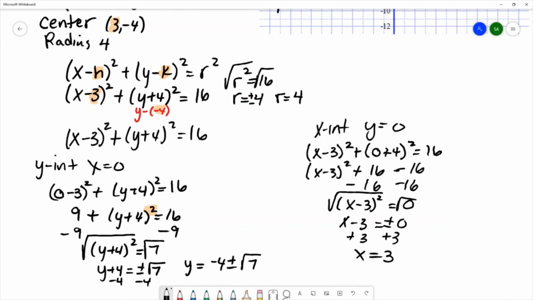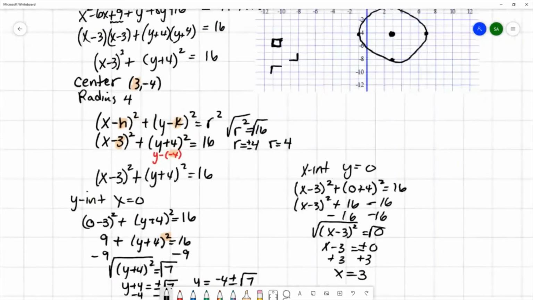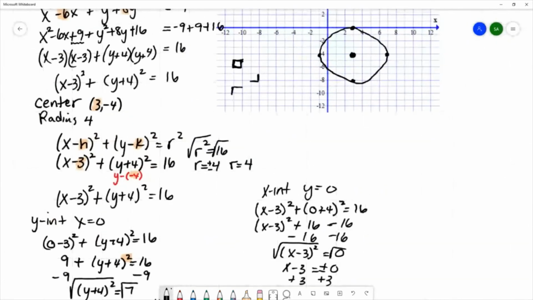equals 3. And you can kind of see that with the graph that we drew. Do you see how our x-intercept touches right there at 3? So it matches, and we have 2 y-intercepts just like we have in our graph.